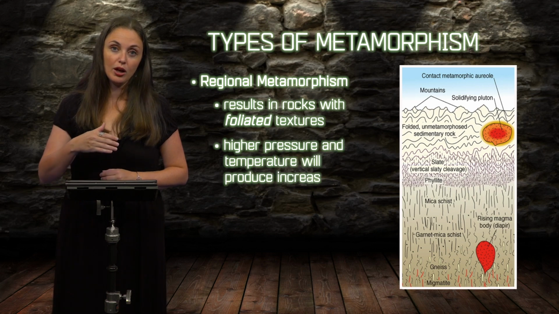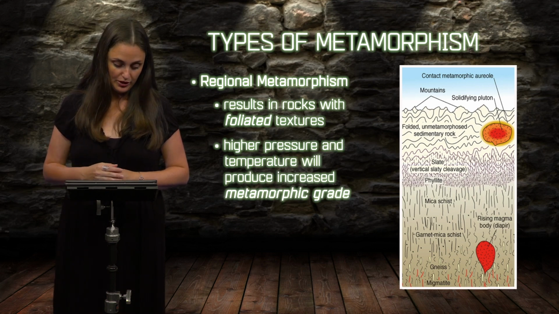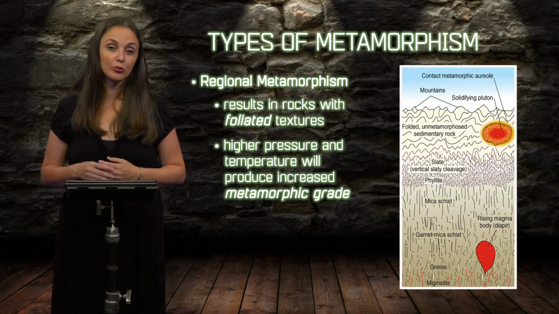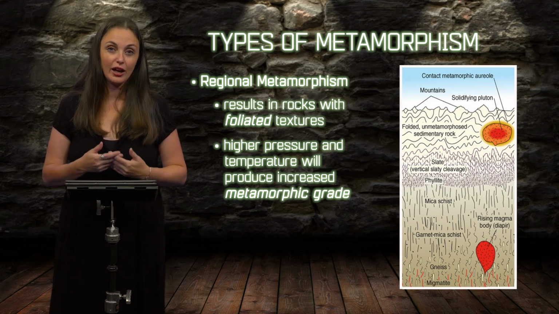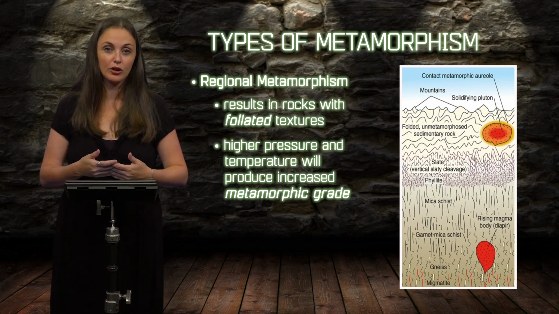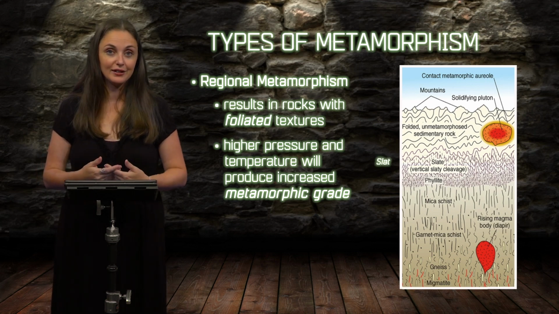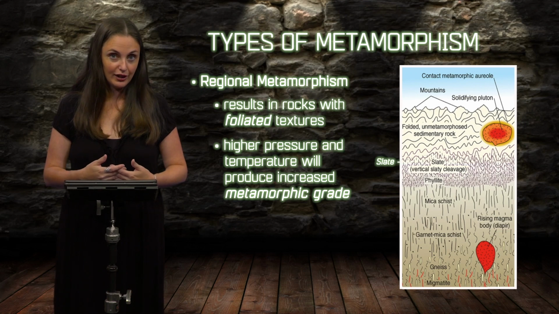We go from a low-grade metamorphism with things like the slate and the phyllite. Those are going to look fairly similar to the rock from which they came. So things like a shale would first metamorphose at a higher temperature and pressure and depth to form something like slate, and then it would form a phyllite.